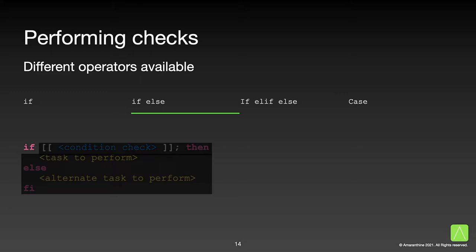First, we have the if, followed by the condition check, the then keyword, and the tasks to be performed if the condition check is successful. Else, which is the keyword that indicates that there are alternative tasks that need to be done if the condition check fails, followed by the list of alternative tasks or commands to be executed when the check has failed. All this ends with a fi to indicate that the if statement is over.